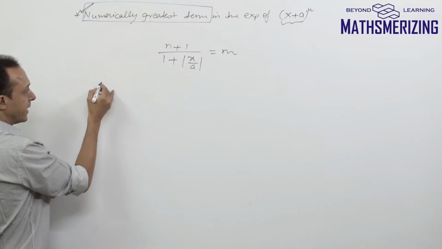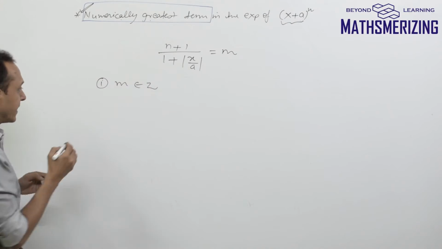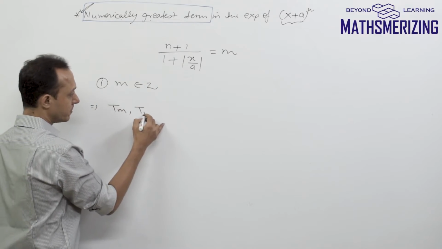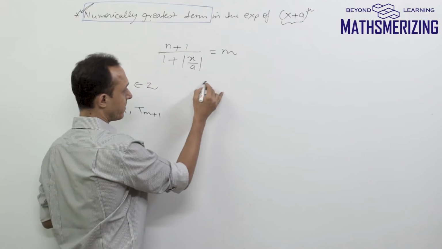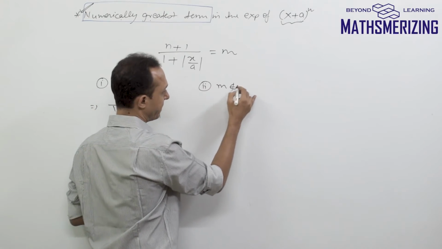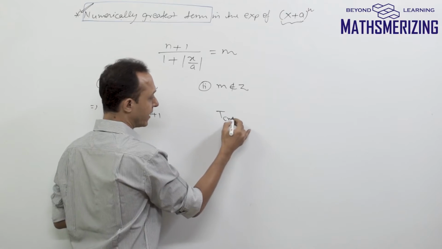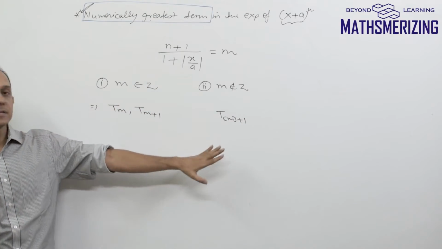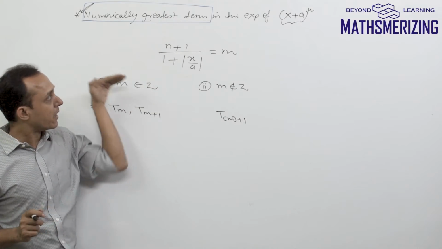Now, depending on this m, if m is an integer, then in that case, there will be two numerically greatest terms, and they will be its mth term and m plus 1th term. And if m is not an integer, in that case, there will be only one numerically greatest term, and that term will be the greatest integer function of m plus 1th term. So, this is how we are going to solve the questions for numerically greatest term.